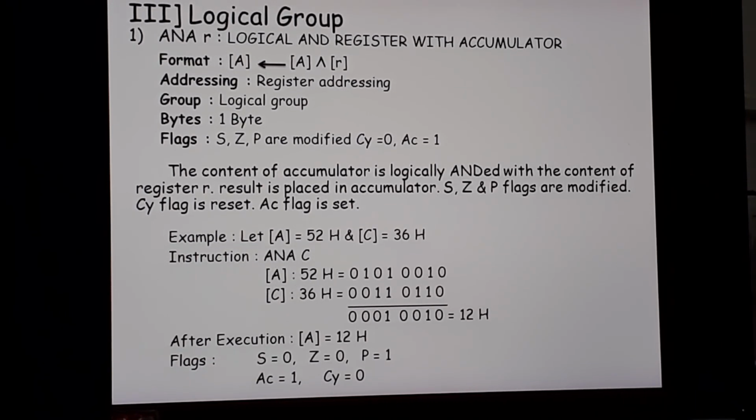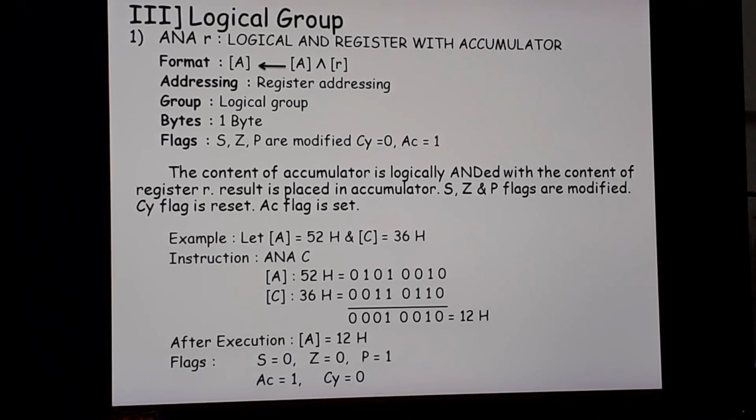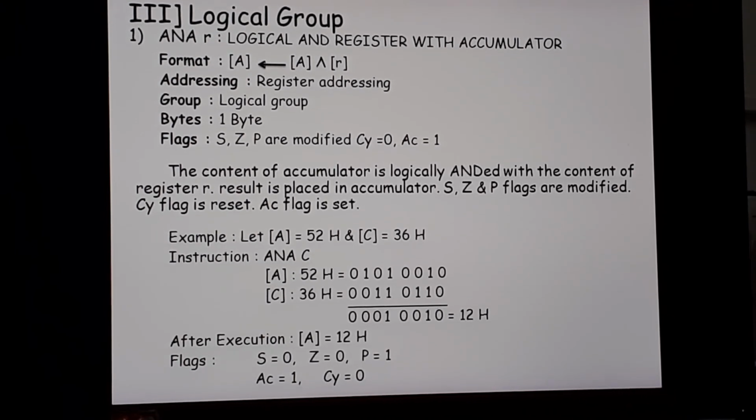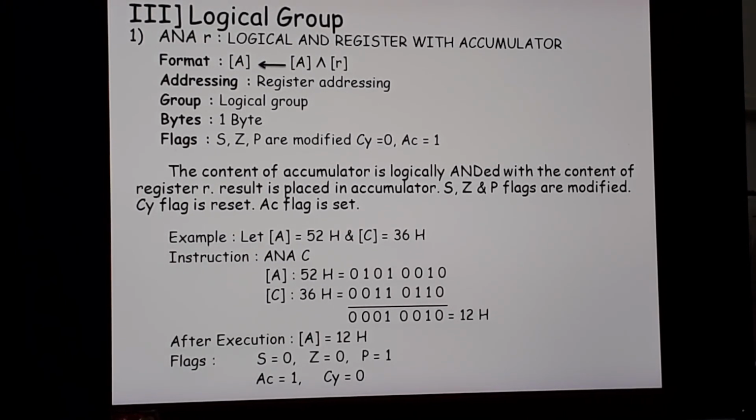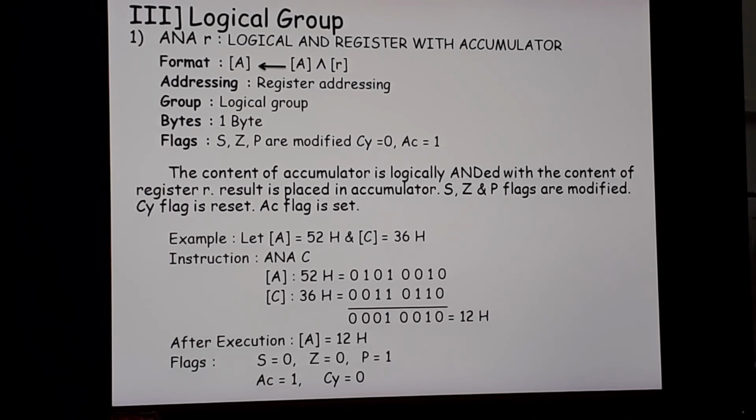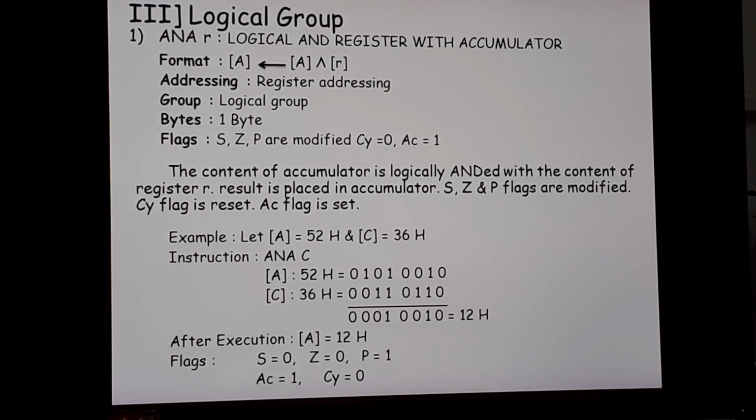Okay, so let us see the explanation. How will you explain this particular instruction? In this instruction the content of the accumulator is logically ANDed with the content of the register R, and the result is placed in the accumulator. Sign, zero and parity flags are modified. Carry flag is reset and auxiliary carry flag is set.